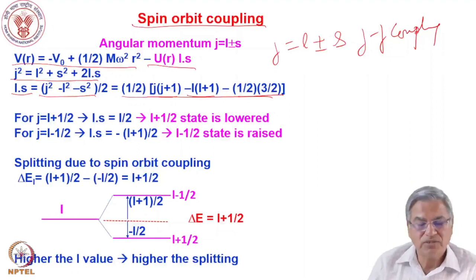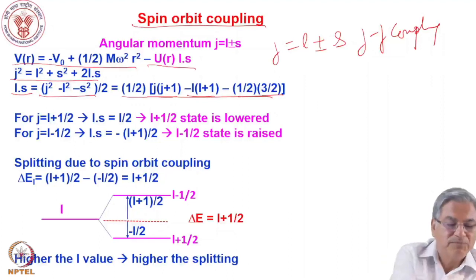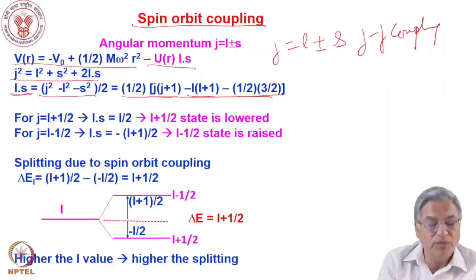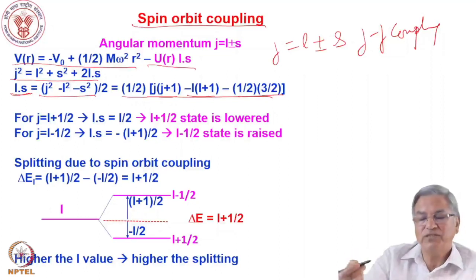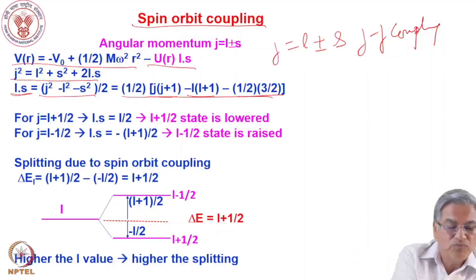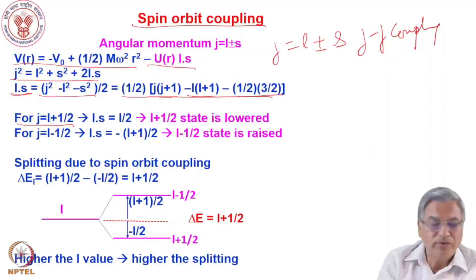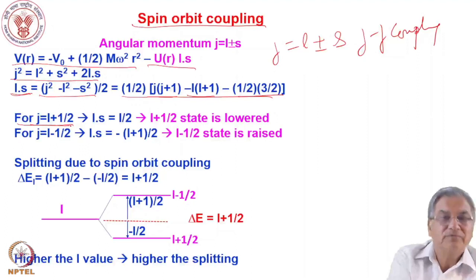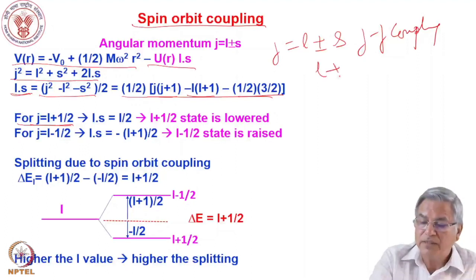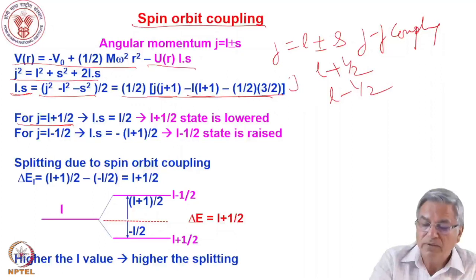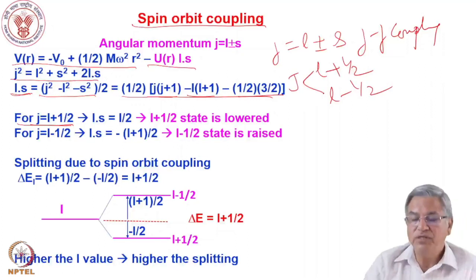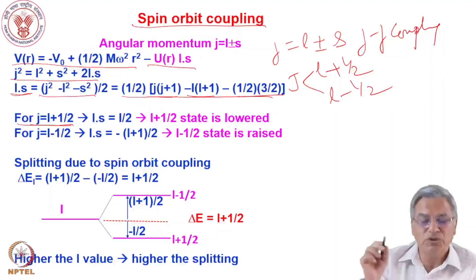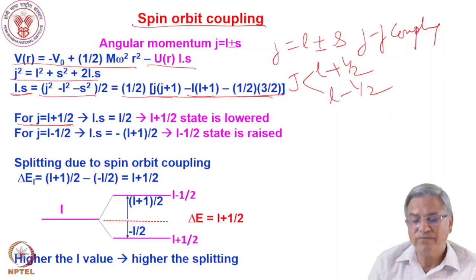So let us see what the spin-orbit coupling does to a particular state. Instead of LS states, we now have a J state. For J, J can be L plus half, or J can be L minus half, right? So this L can give L plus half or L minus half, and so you will have different energy states. Each L state splits into two states, L plus half and L minus half.